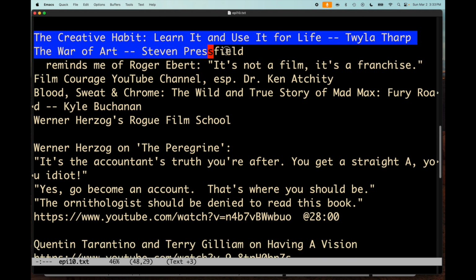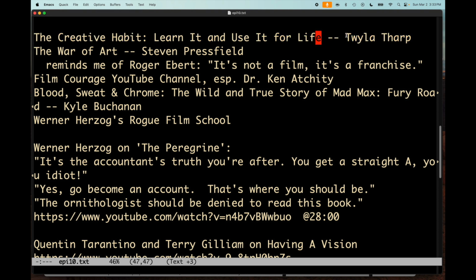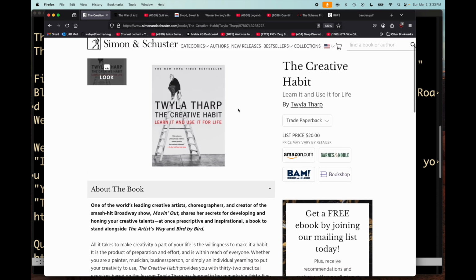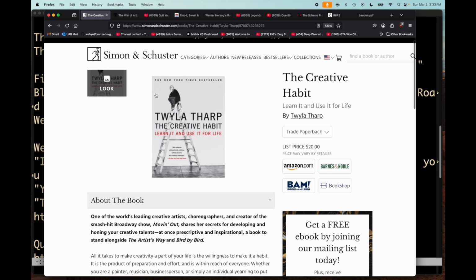A couple books and references and talks and stuff like that I found interesting in this vein, a couple by or from artists of different sorts. So one is a book called The Creative Habit: Learn It and Use It for Life by Twyla Tharp. Here's the book. She's a dancer and choreographer, very creative. And this book is really interesting.